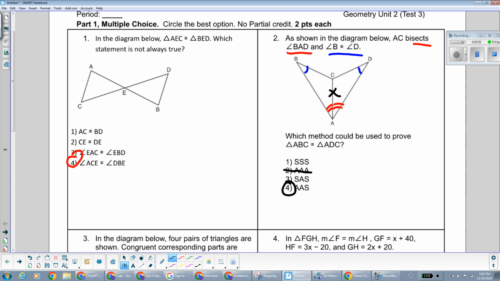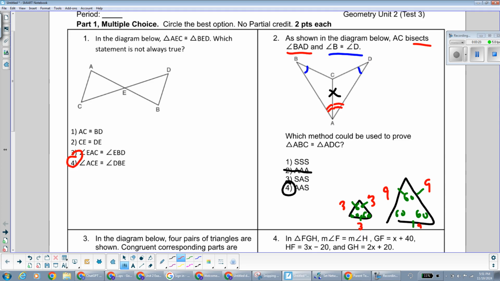AAA does not prove triangles congruent. And if you ever forget that, just think about equilateral triangles. Equilateral triangles have 3 equal sides, so they have 3 equal angles. And since all angles of a triangle make 180, 60, 60, 60 make 180. So here as well, 60, 60, 60. So both of these triangles are equilateral. They both have the same angle measurements, but the side lengths are clearly different.